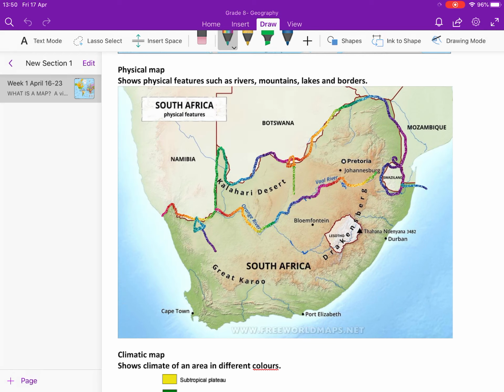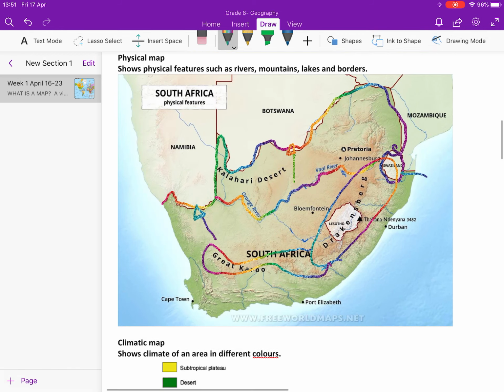Other things we can see is mountains. So if you look at this picture, there's some areas that appear brown. So for example, along this side here, these are the Drakensberg Mountains, and they actually run all the way through in smaller sections. Okay, so this is a physical map, physical features that we can observe.